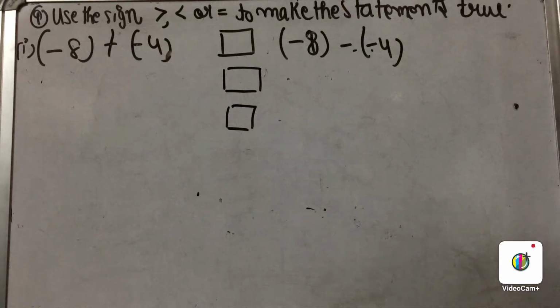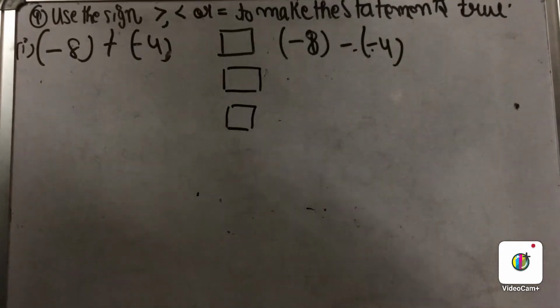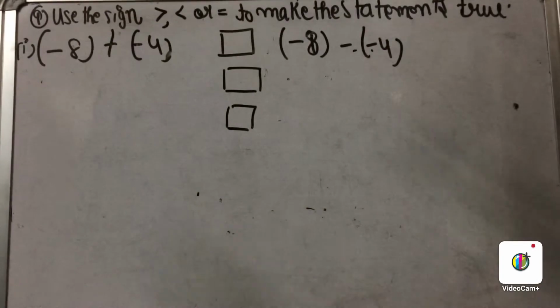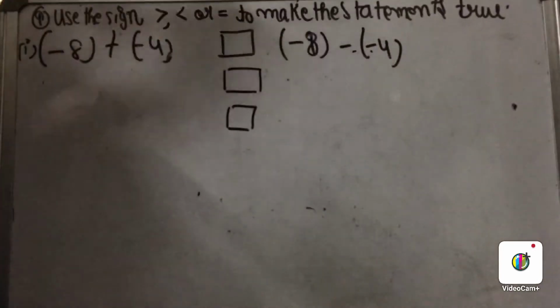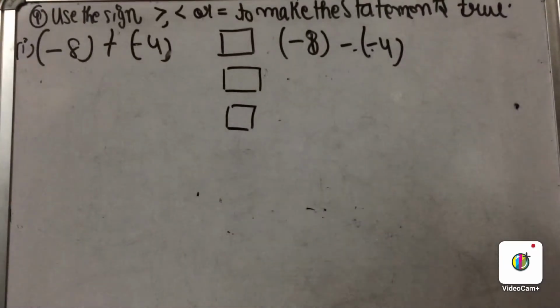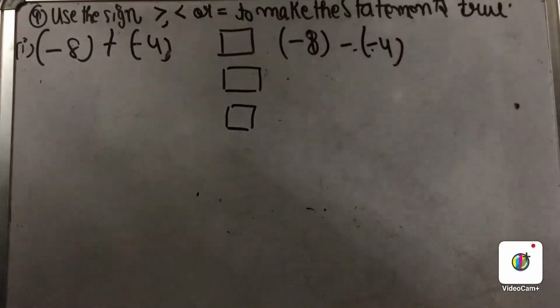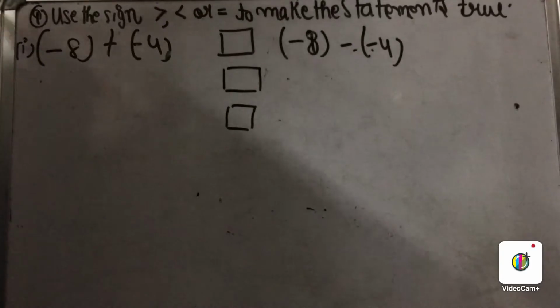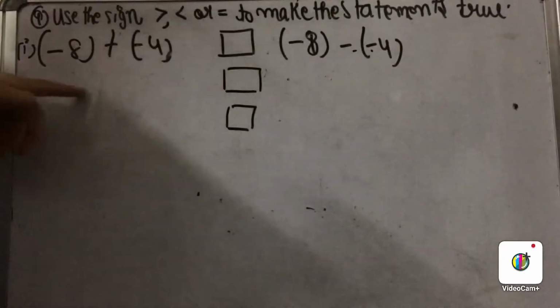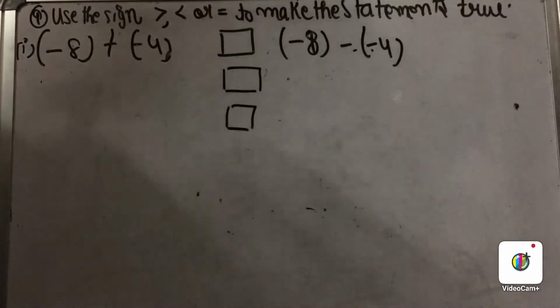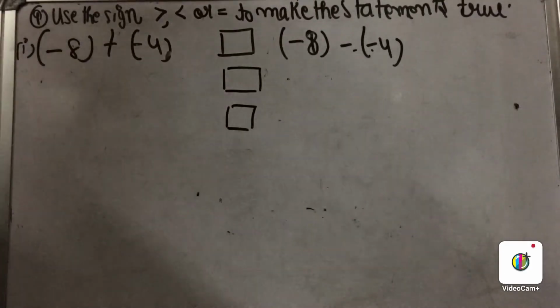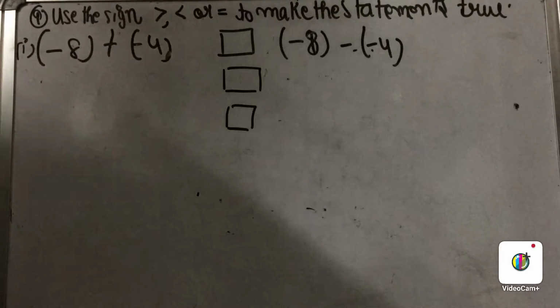So now moving to our question number 9 part first. Now what you have to do in question number 9, you have to use these 3 signs to make the statements true. So firstly, you will solve all the equations and then at the last compare them. If you didn't understand what I said, I would solve one for you.